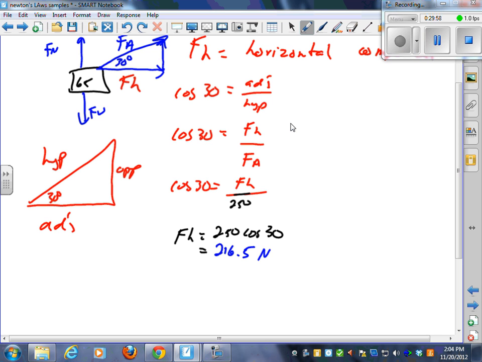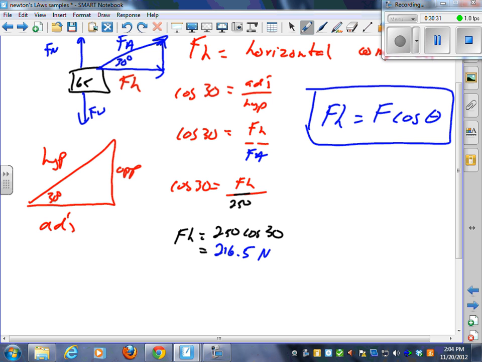So could I not just take my FH up there? Or sorry, this is not FH. This is FA. Could I not just take that up there? Are you telling me that the FH is always going to be F cos theta? So you're always going to pass the force times the angle? Yeah. That's smart. FH is always going to be F cos theta. Always. How come you didn't just tell us that? I want you to see where it comes from. If I just told you that, you'd go, I don't know where it comes from.